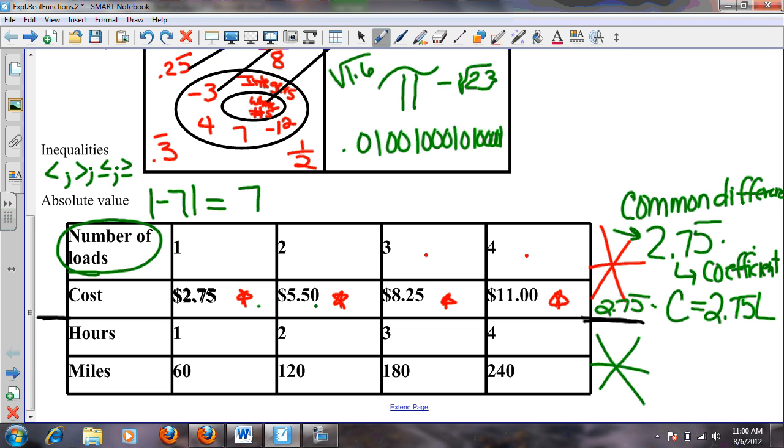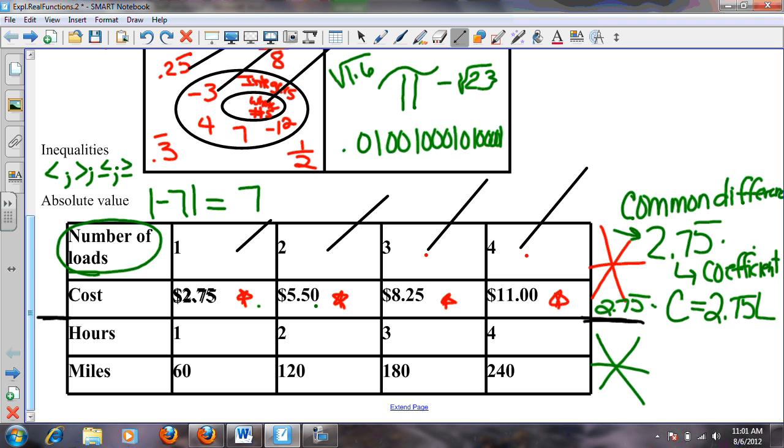Is that true? If I take 1 times 2.75, do I get 2.75? Yes. If I take 2 times 2.75, do I get $5.50? If I take 3 times 2.75, will I get $8.25? If I take 4 times 2.75, will I get $11? Yes.